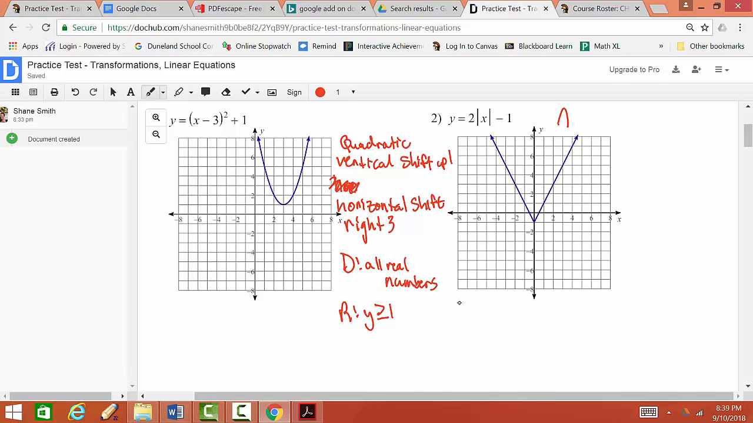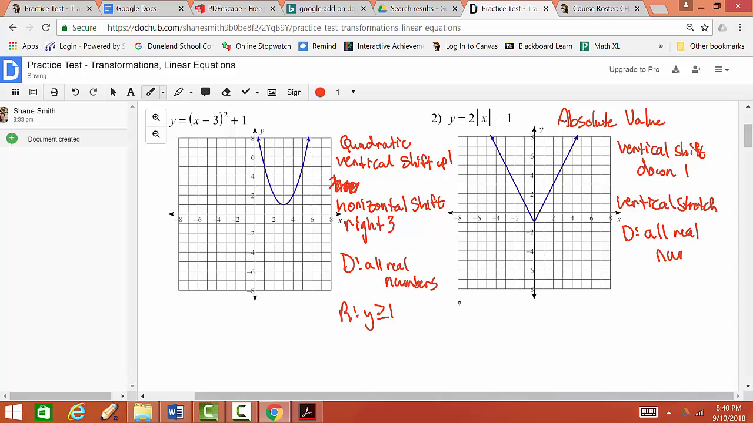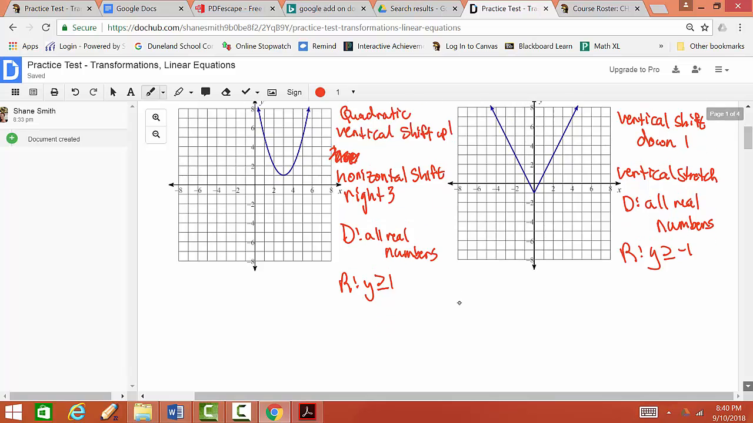Alright, the next one is absolute value. It is going to be a vertical shift down 1. We can see that from the minus 1. And it looks like because you're multiplying by 2, there's also a vertical stretch. The domain is all real numbers. And the range is y is greater than or equal to -1 because it starts at -1 on the y-axis and it's going up. All right.